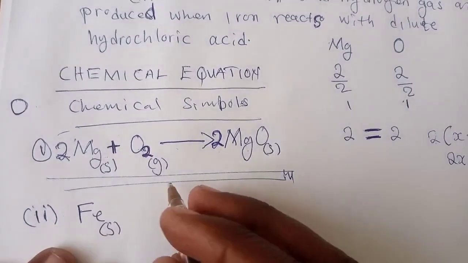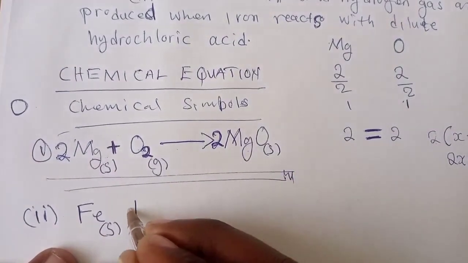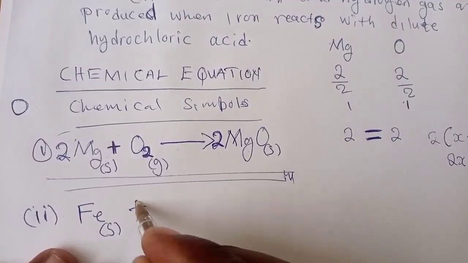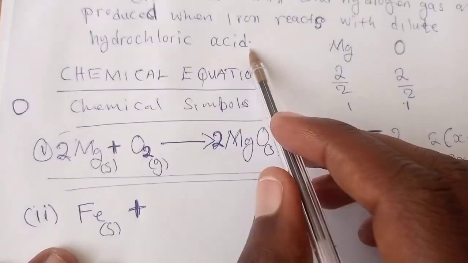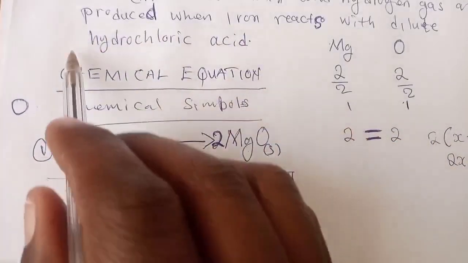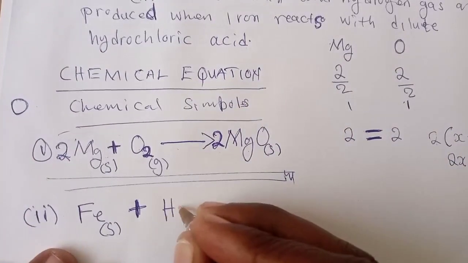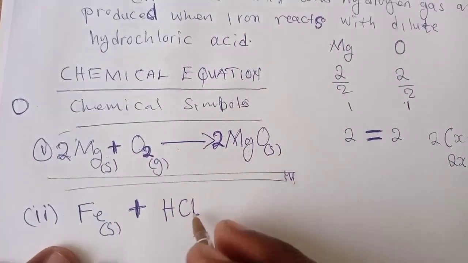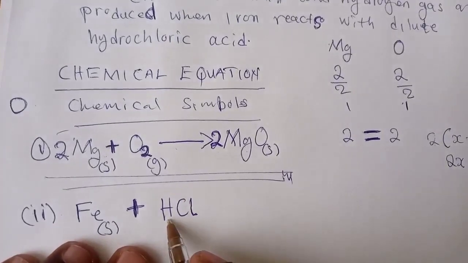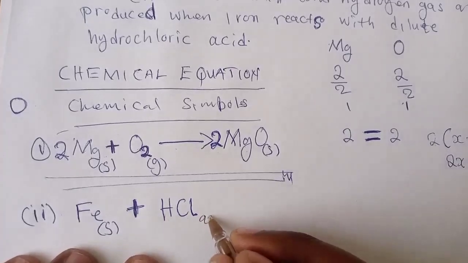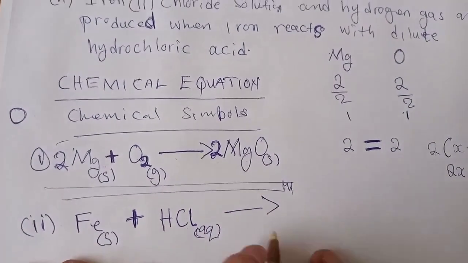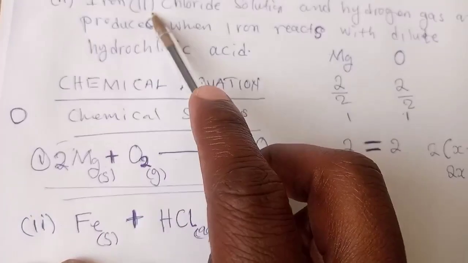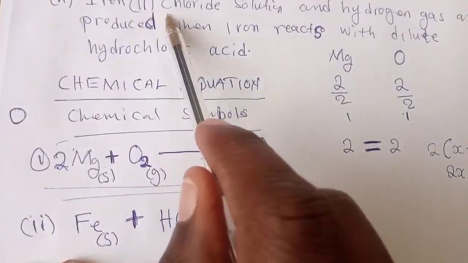So they're saying that it is reacting with what? So iron is reacting with dilute what? Hydrochloric acid. So just get hydrochloric acid, and how you write hydrochloric acid is HCl. So hydrochloric acid is a combination of hydrogen and chlorine. And hydrochloric acid is in aqueous state. You need to know the state symbol. So it will produce what? They are saying that iron 2 chloride is produced.